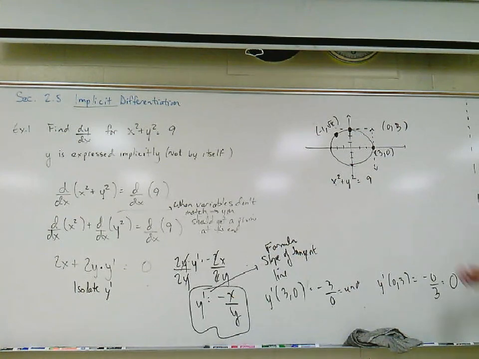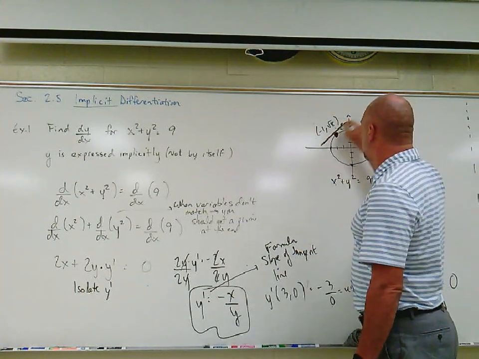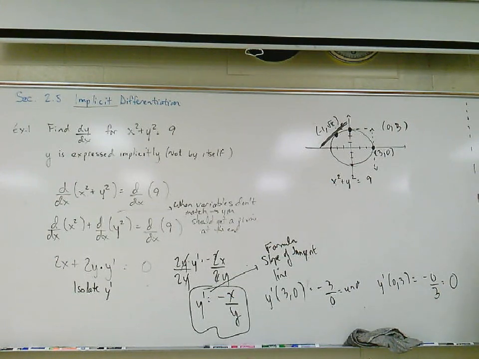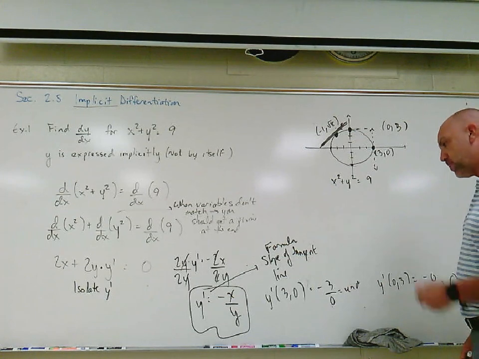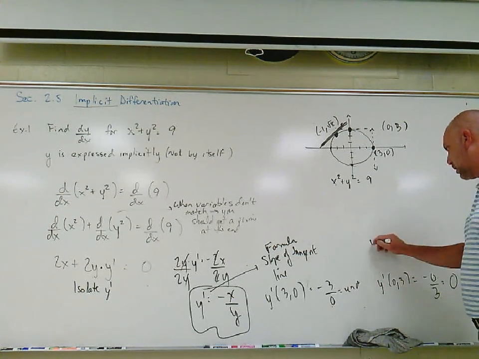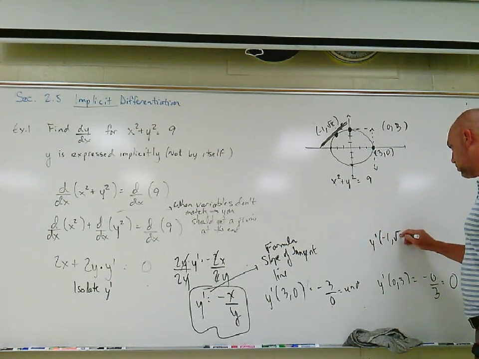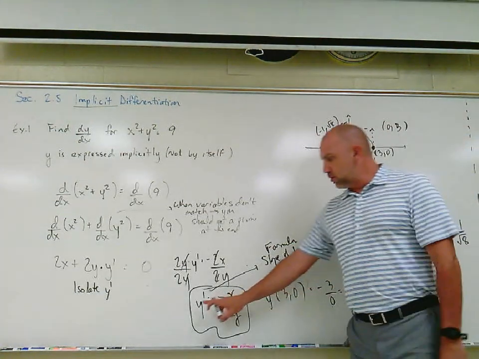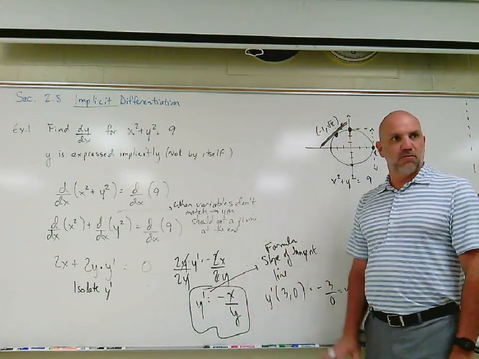So let's see, that slope should be what type of slope? Positive or negative? Positive, okay? All right, so let's see. Is that right? So if I plug in y prime of (-1, square root of 8), negative of negative 1 over square root of 8, and I get positive 1 over square root of 8. Okay. So the key thing to see is that your answer may be in terms of x and y.